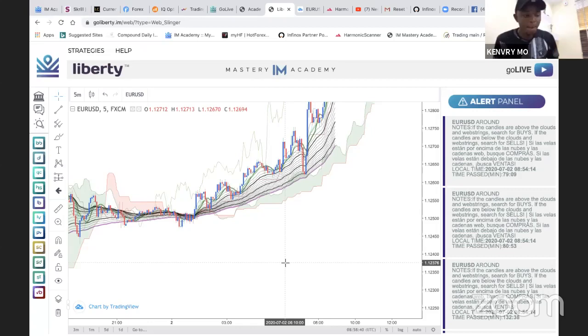Type it down. After every minor consolidation, there is a minor breakout. After every major consolidation, there's a major breakout. So the longer the consolidation, the longer the breakout. I learned this from market psychology.